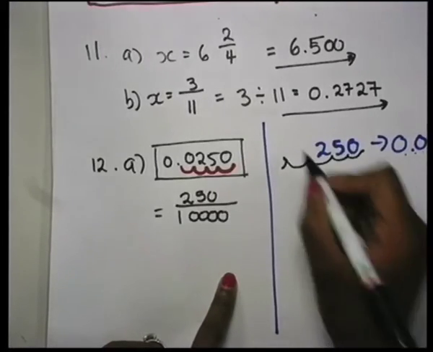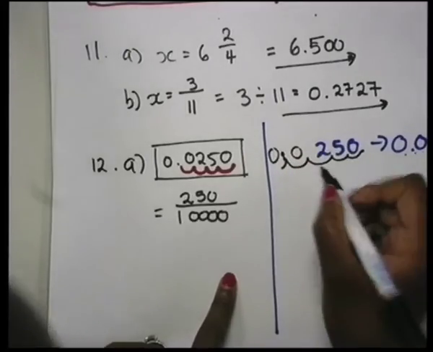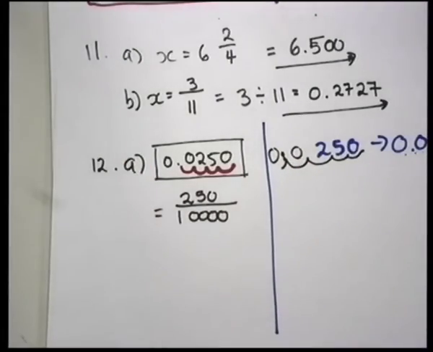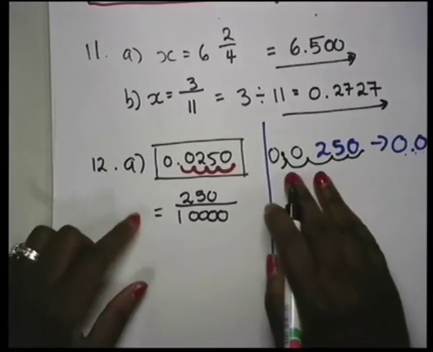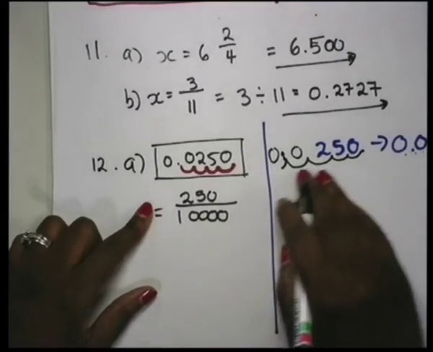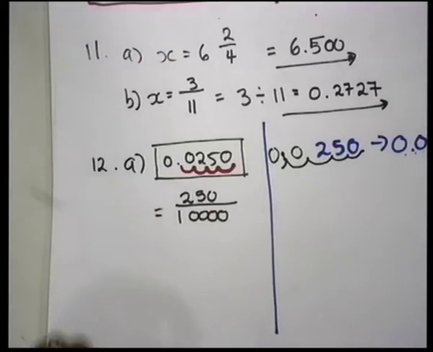0.0250. If I have to put a 0 there, I'll put it in as such. So it's 0.0250, which is what we have here. So by doing this, I would say, okay, fine, in order for me to get from 0.0250 to 250, I would need to multiply it by 10,000.